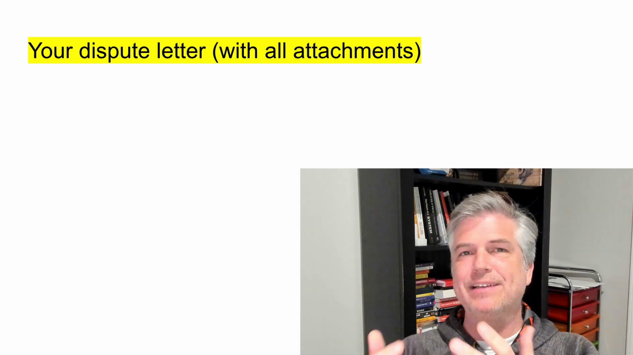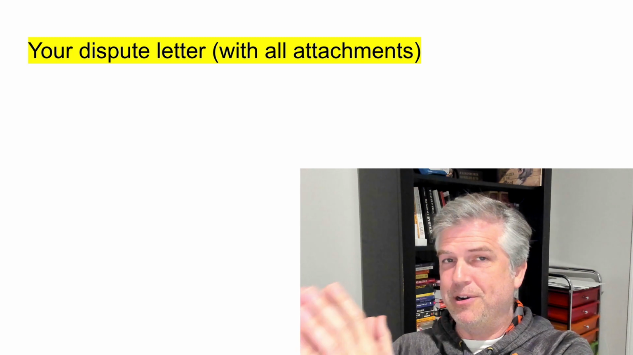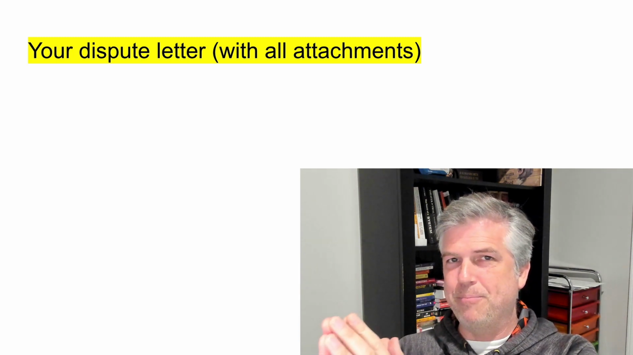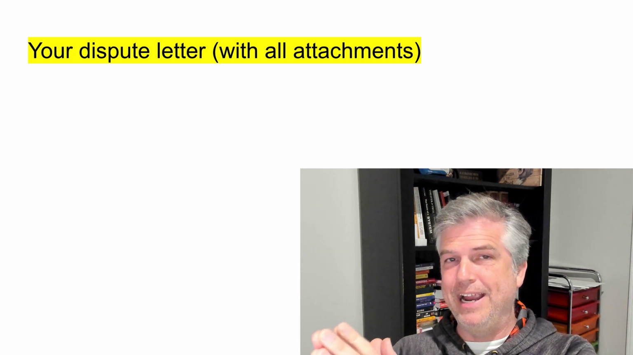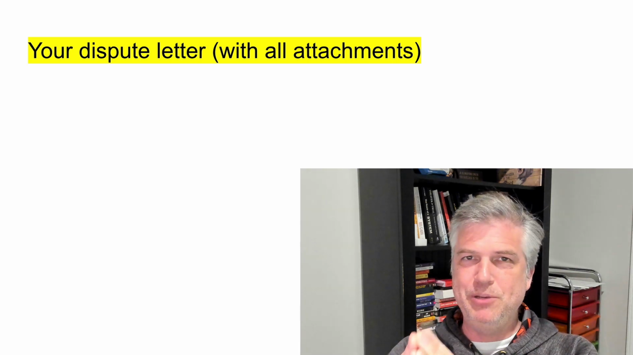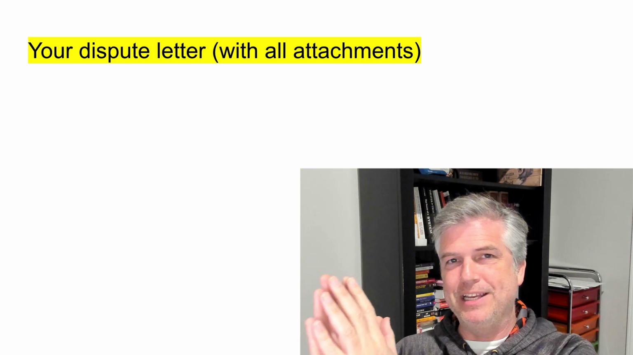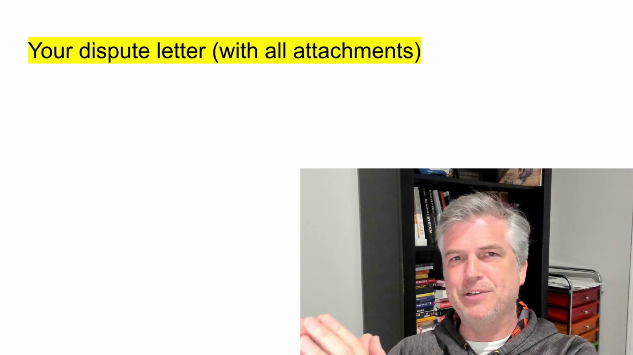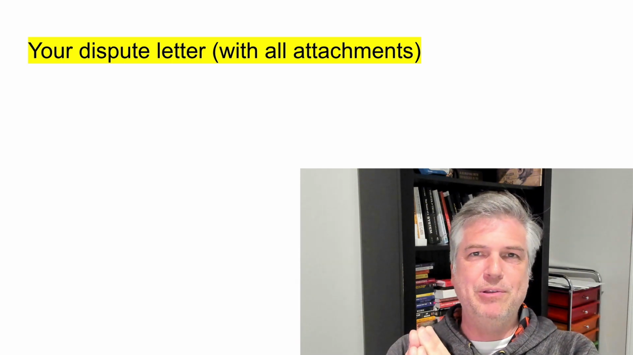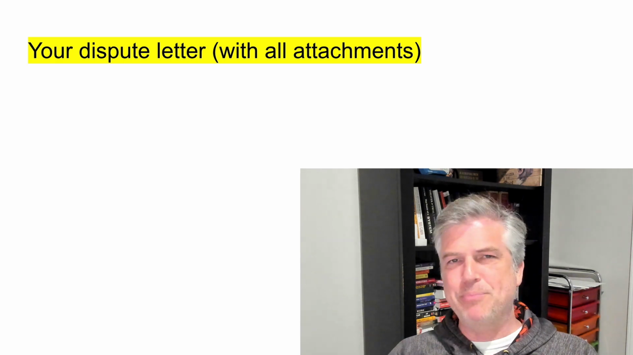Well, the second thing is the actual dispute letter. So we start off with, what do your credit reports show? Let's look at the errors. Now let's look at the dispute letter and make sure that we identified those errors. It doesn't do us any good to say, here, all these errors over here, and then the dispute letter doesn't identify them, doesn't explain them.